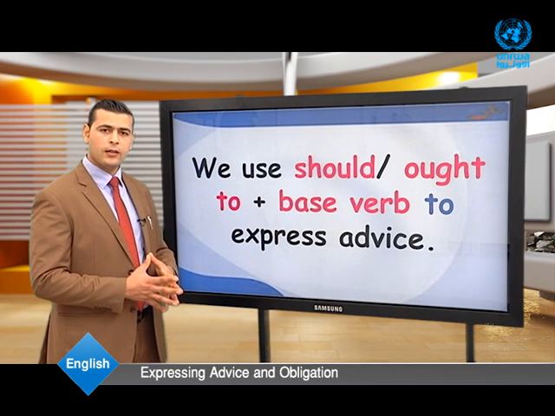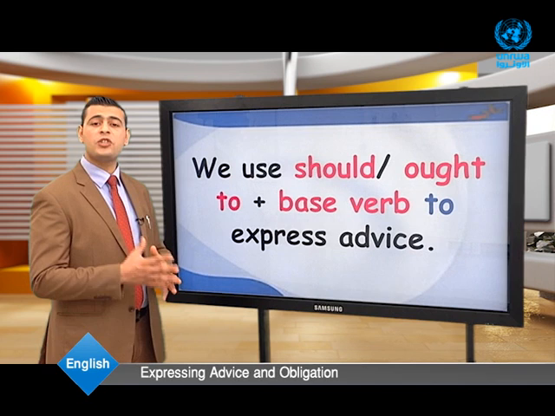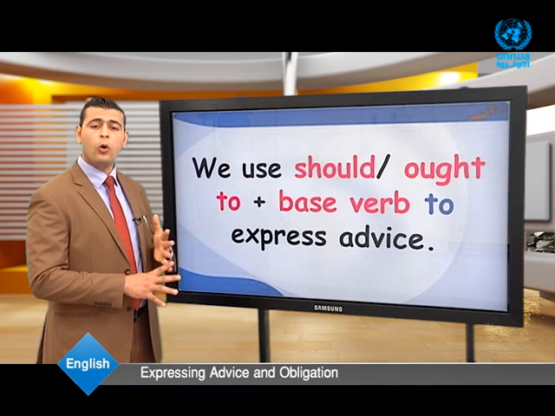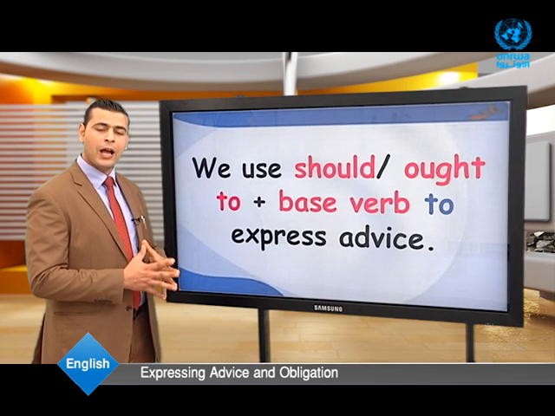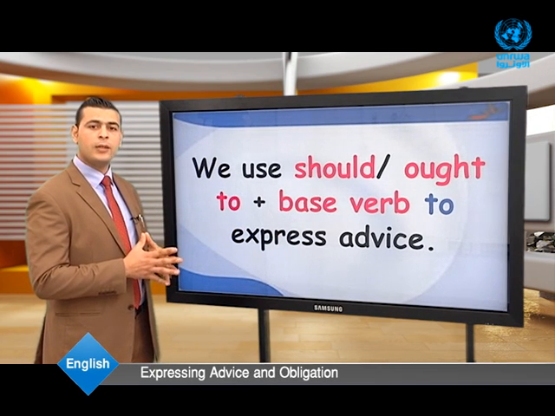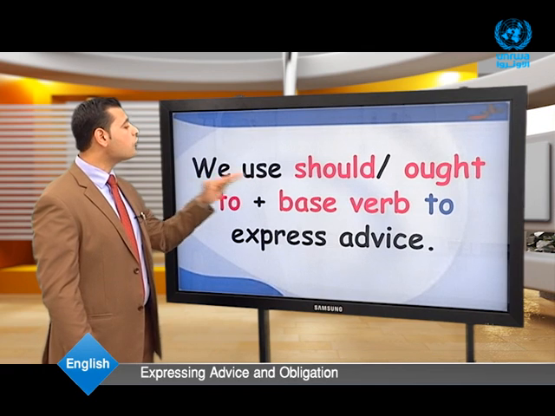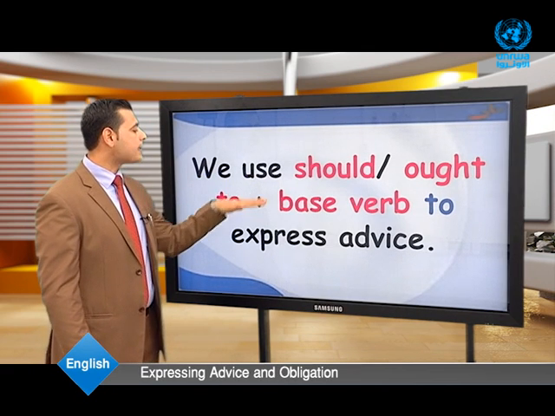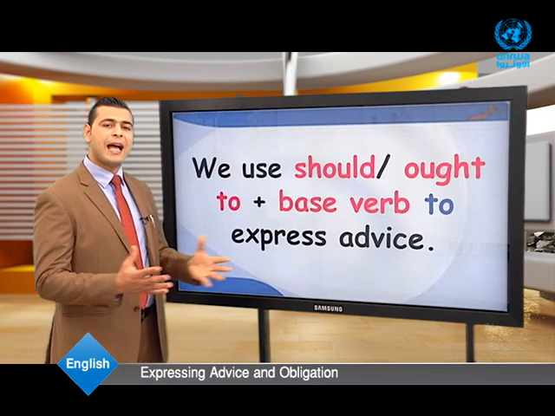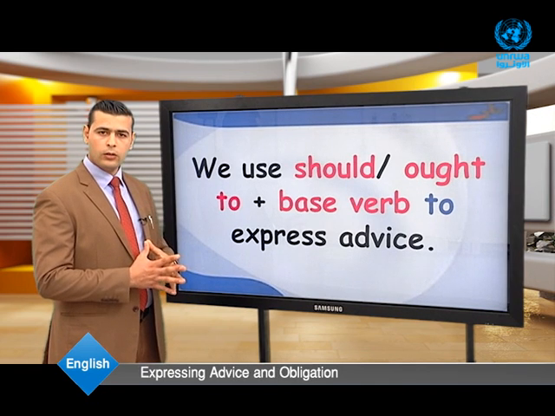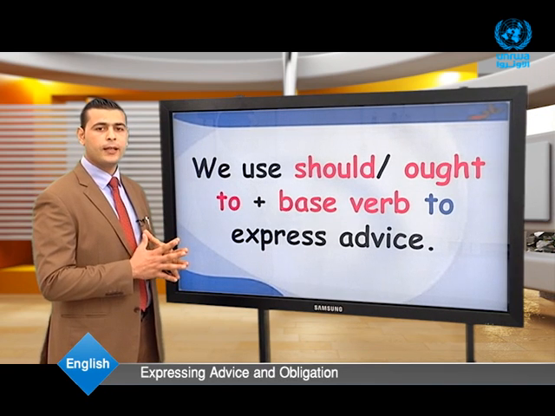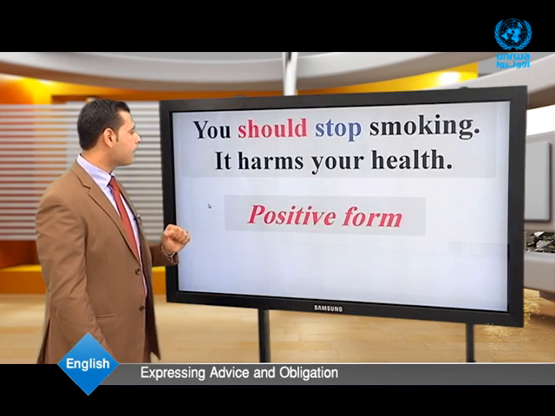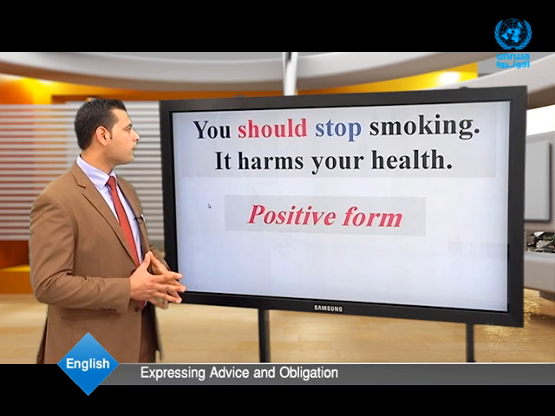So, dear students, when you'd like to advise someone to do something, you use should or ought to plus the base form of the verb. I mean verb 1. So let's read it again. We use should or ought to plus the base verb to express advice. Don't forget that.